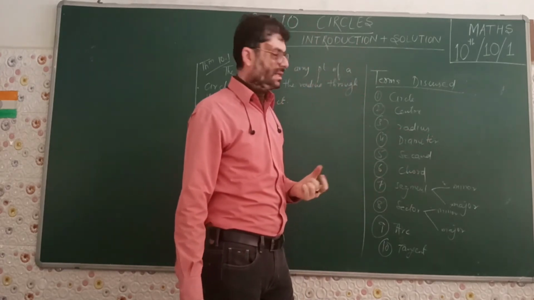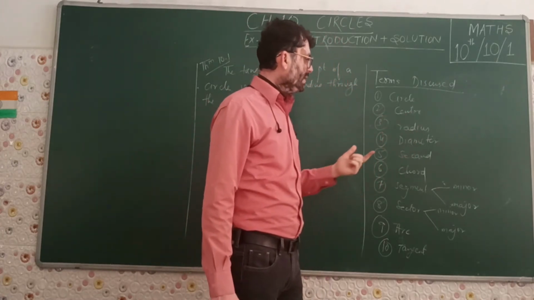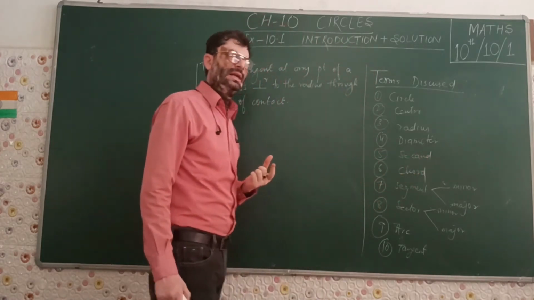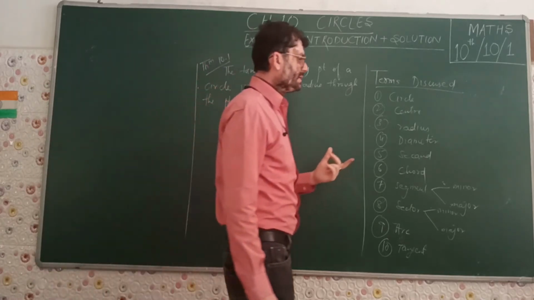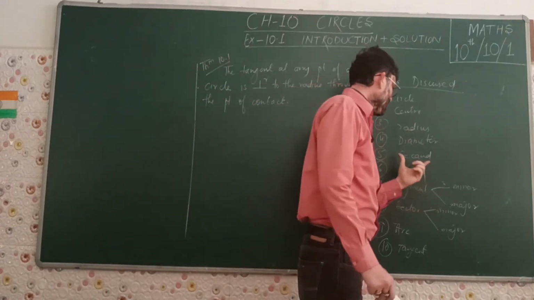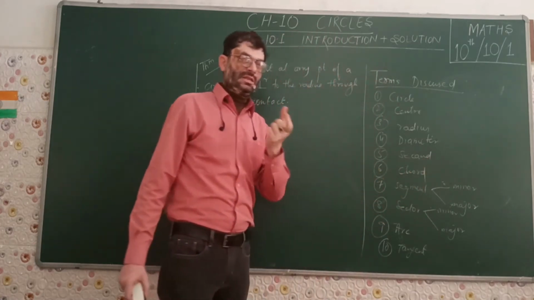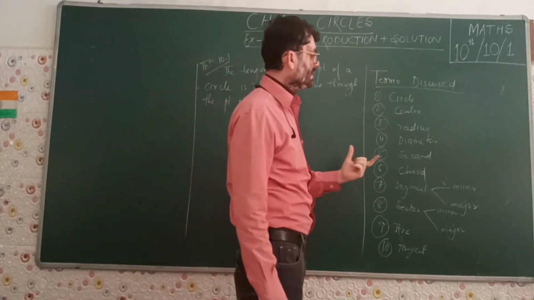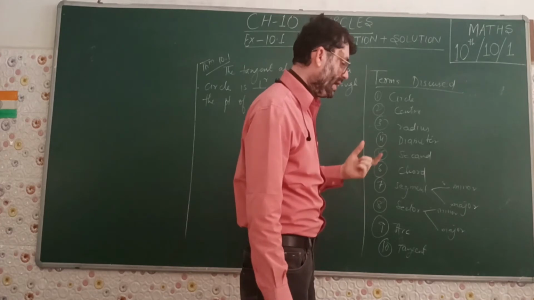Then we had discussed the diameter of the circle, that was twice of the radius. Then we discussed secant, a line passing through the circle, intersecting the circle at 2 points, that we call a secant. There are infinite number of secants. Then we discussed chord, a part of the secant which lies within the circle at their 2 intersecting points, that is chord. Infinite numbers of chords are possible in a circle, that we have discussed.